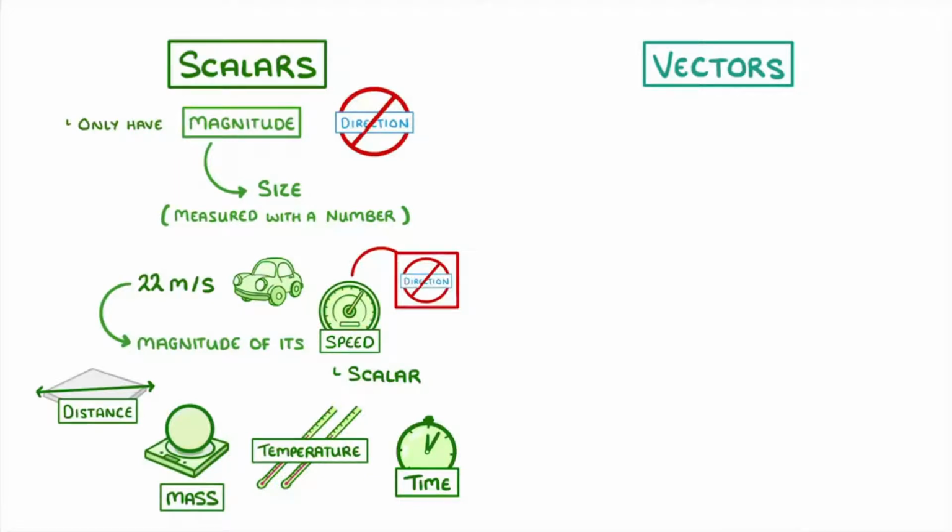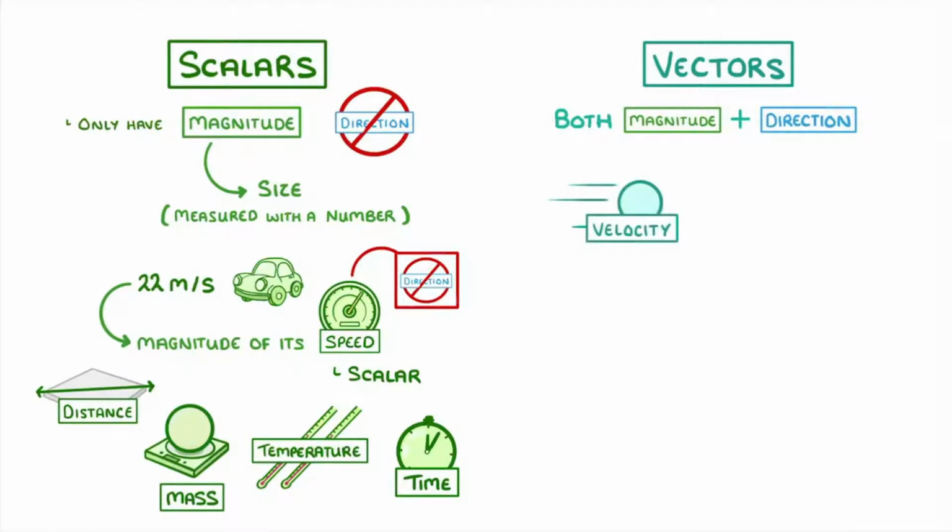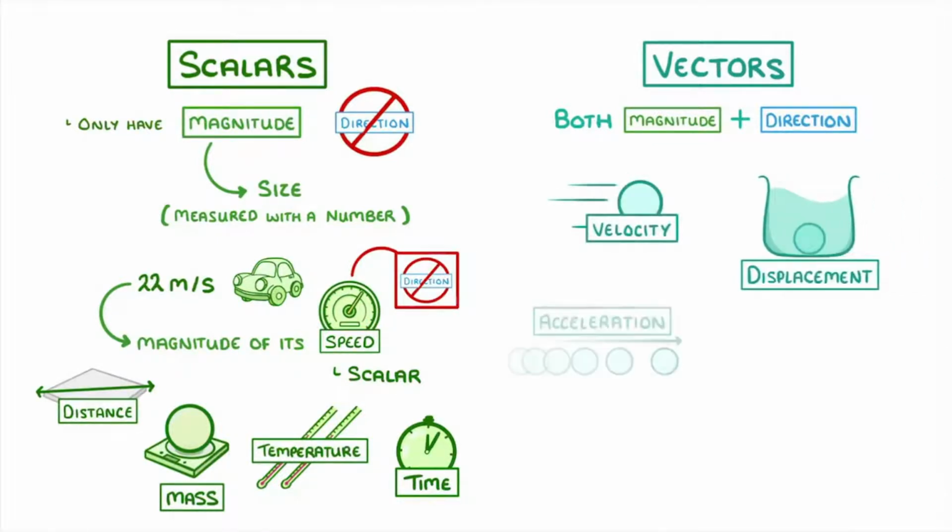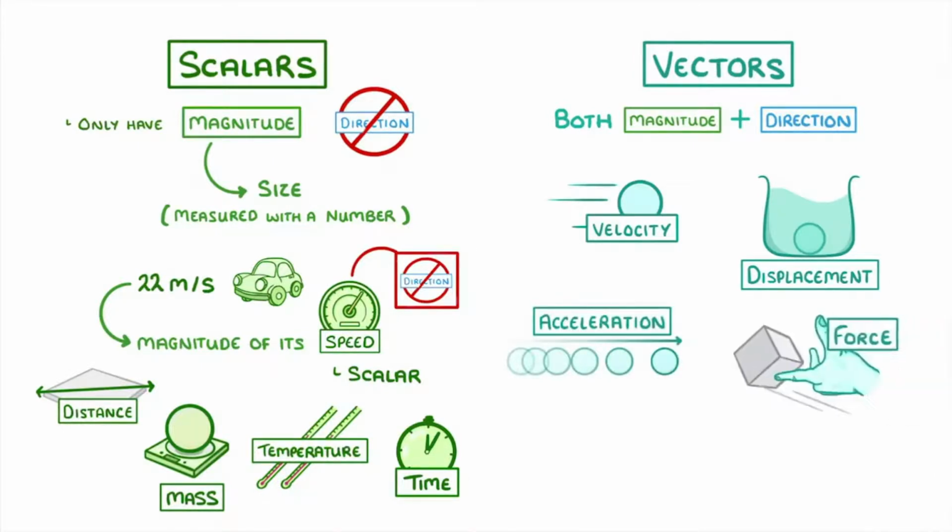Vectors, on the other hand, have both a magnitude and a direction. These include things like velocity, displacement, acceleration, force, and momentum. We take a closer look at each of these quantities in other videos though, so don't worry if you're not sure what any of them are just yet.